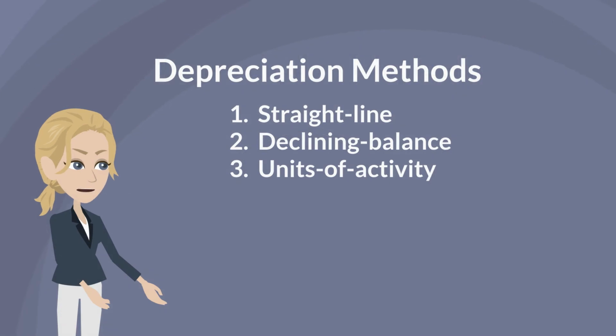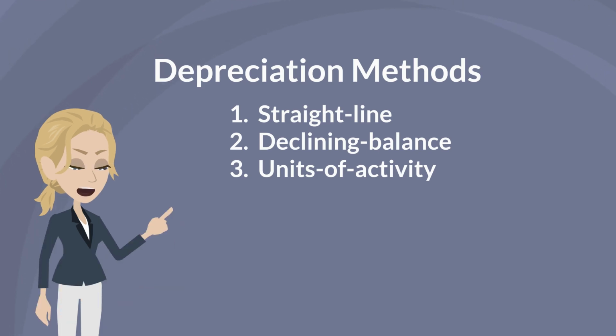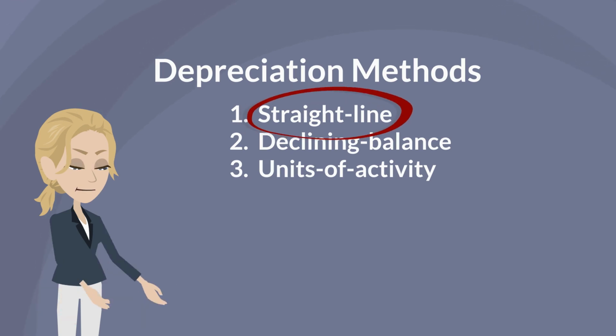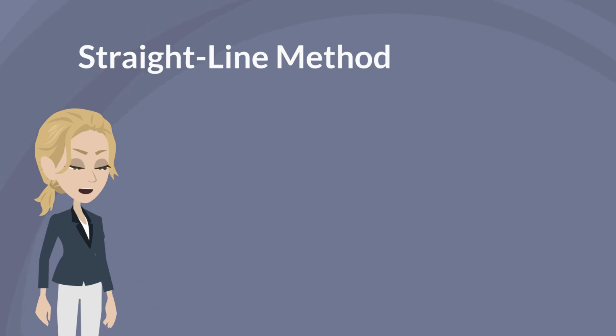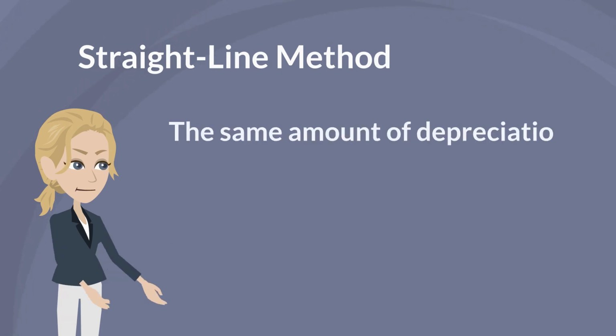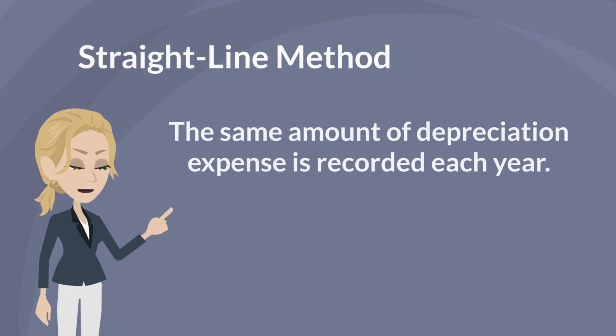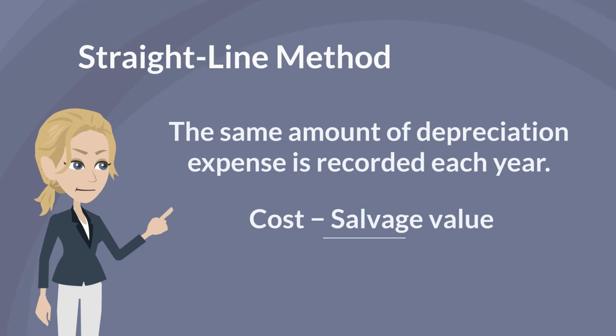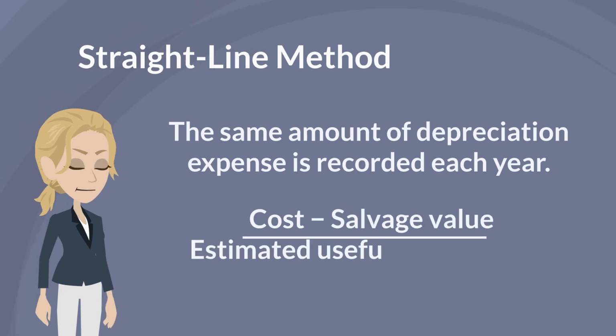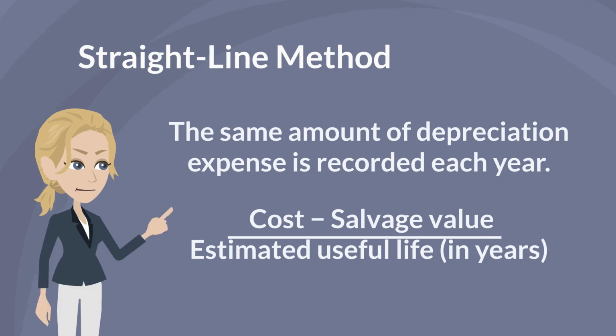Although a number of methods exist, depreciation is generally computed using one of these three methods. In this video, we will discuss straight-line depreciation because it is the most widely used method. Under the straight-line method, an equal amount of depreciation expense is recorded each year. The formula for straight-line depreciation is cost minus salvage value divided by the estimated useful life in years.